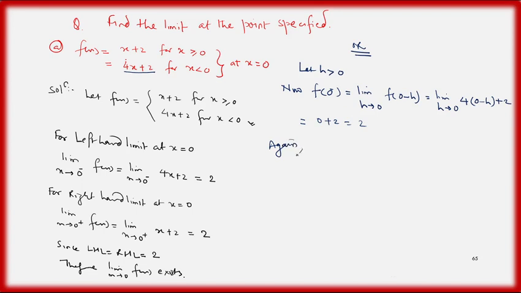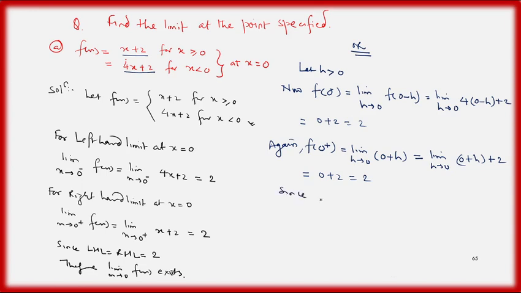Again, f of 0 plus equal limit h tends to 0, f of 0 plus h. For right hand limit, particular point plus h value where h is greater than 0; particular point minus h for left hand limit where h is greater than 0. Then limit h tends to 0, you have to take this function. x is replaced by 0 plus h. 0 plus h plus 2, like x plus 2. So h is 0, 0 plus 2 equal to 2.